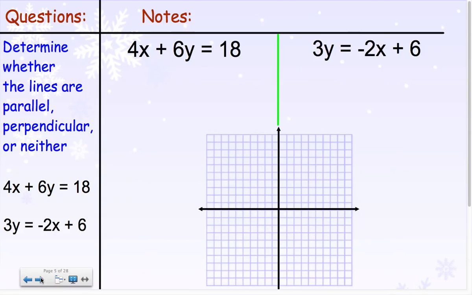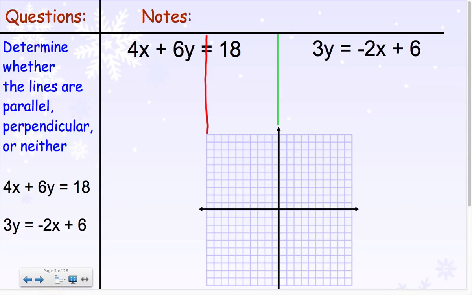This time we have two equations, but we can't graph them yet. They're not in slope-intercept form. The key to this is you cannot tell if lines are parallel or perpendicular if they're not in slope-intercept form. That has to be your first step. So no matter what, don't do anything with a problem. Don't write parallel, perpendicular, or neither until you know that they're in slope-intercept form.